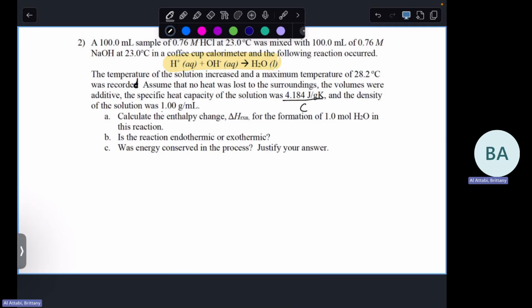And then the density of the solution is 1 gram equals 1 milliliter. Remember, I already said that. So this is telling us that our volumes are additive, so 100 milliliters and 100 milliliters gives us 200 milliliters, which is 200 grams. That's the purpose of that density being in there, to let you know that you can substitute and have your mass.